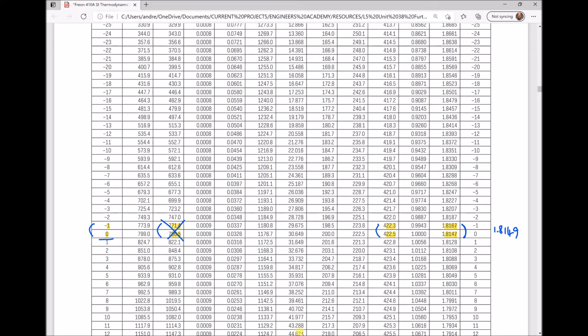degrees C, the enthalpies of 422.5 and 422.3 kilojoules per kilogram, noting that the higher value there corresponds with 0 degrees, and the entropy values 1.8147 and 1.8167, this time noting that the higher entropy value corresponds with the lower temperature of -1 degree C. When we transfer this information across, we need to be really careful that our temperatures, enthalpies and entropies align with the correct values.